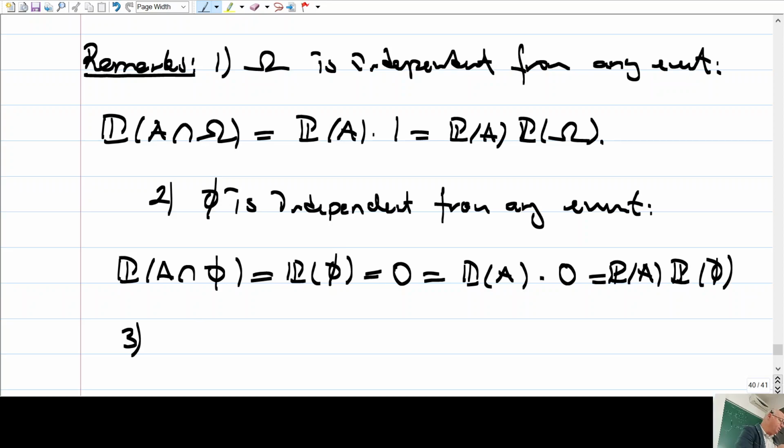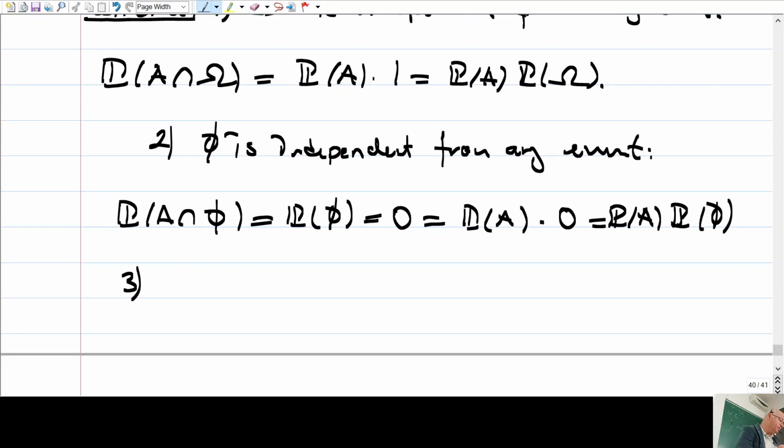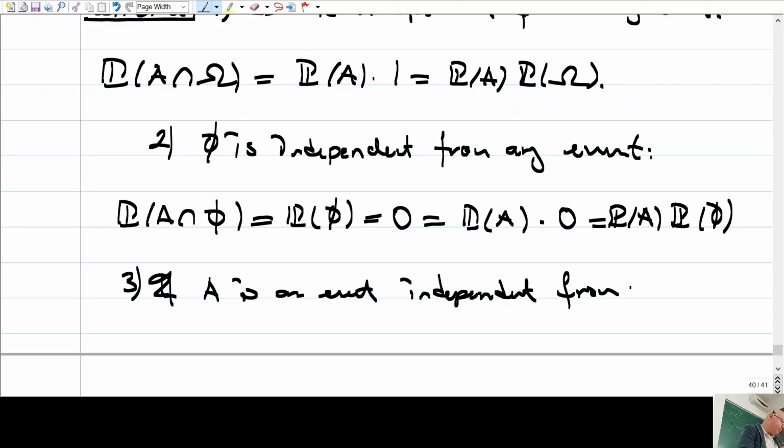Third one, if A is an event independent from itself, then the probability of A is either 0 or 1.